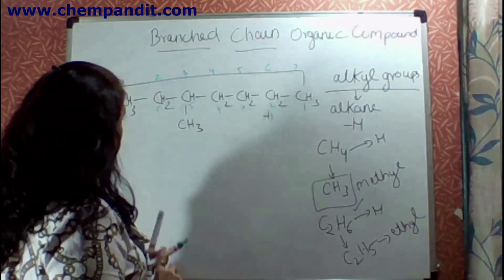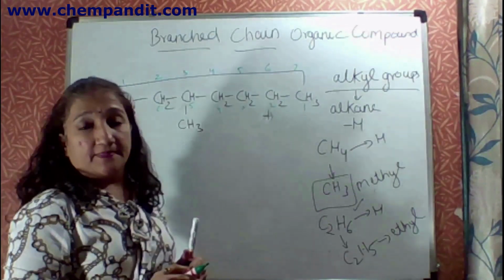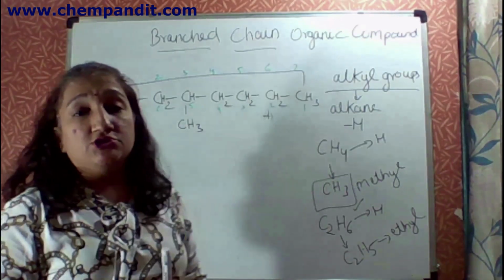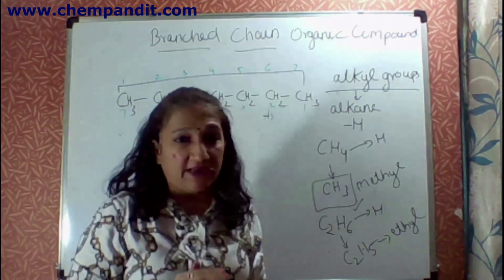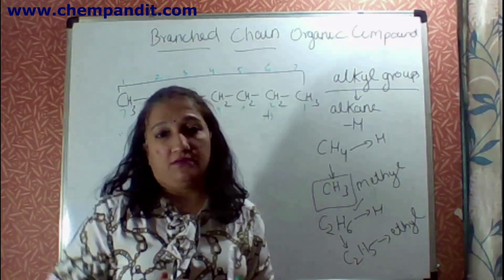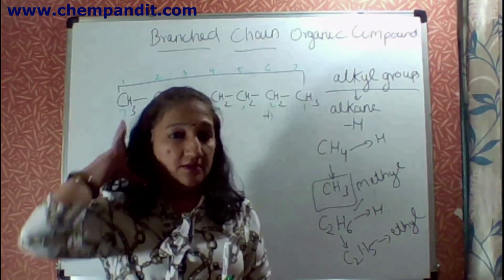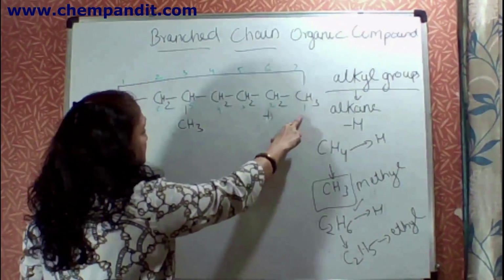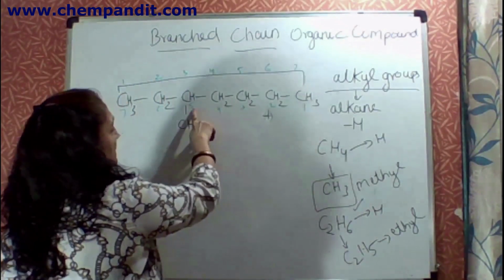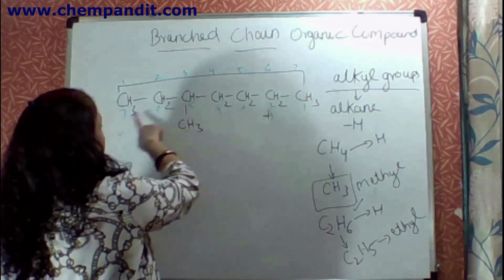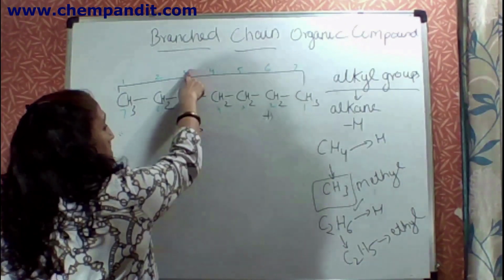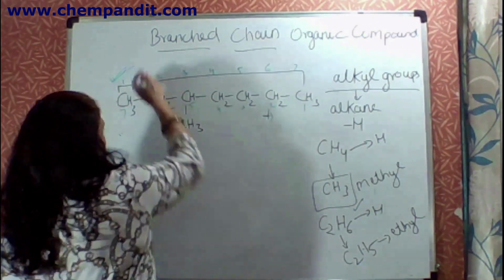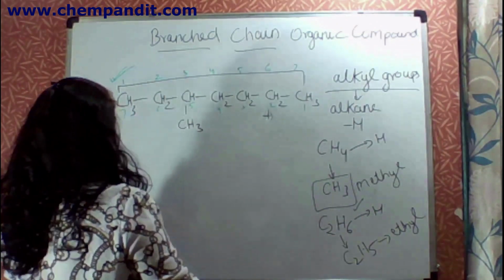Now what is the rule over here? The rule is that the substituent group should fall on a carbon atom with the lowest number while numbering. Are you getting it? So if we consider from right to left, the number we are getting is 5, and from left to right, the number we are getting is 3, right? So this sequence from left to right is the correct sequence.